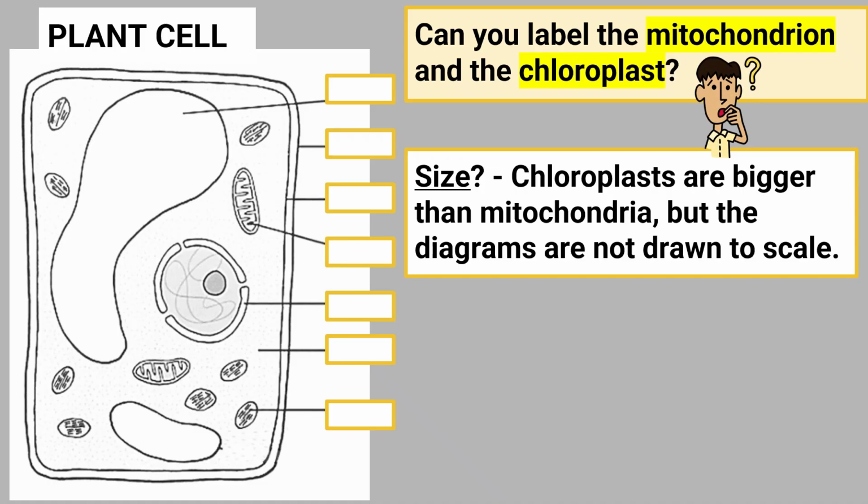In terms of size, chloroplasts are generally larger than mitochondria. But we can't use that to distinguish between the organelles, as the diagrams are often not drawn to scale.